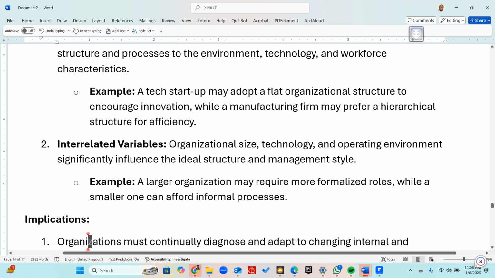We say interrelated variables. Organizational size, technology, and operational environment significantly influence the ideal structure and management style. A larger organization may require more formalized rules, while a smaller one might require informal processes. Like startups, small companies might require informal processes and other things. But the moment they become larger, they have to formalize so that everything can now follow a structure.